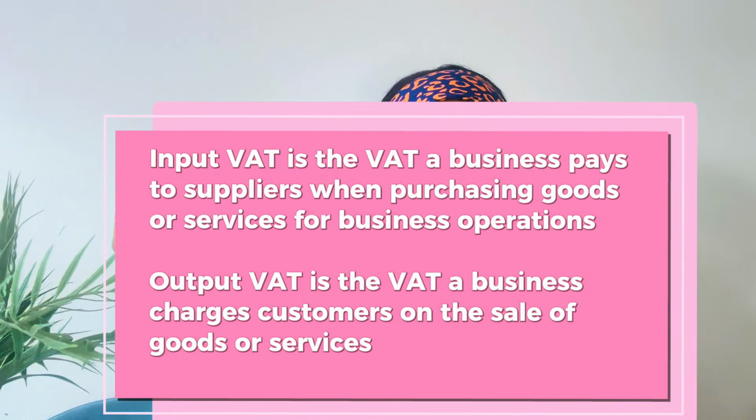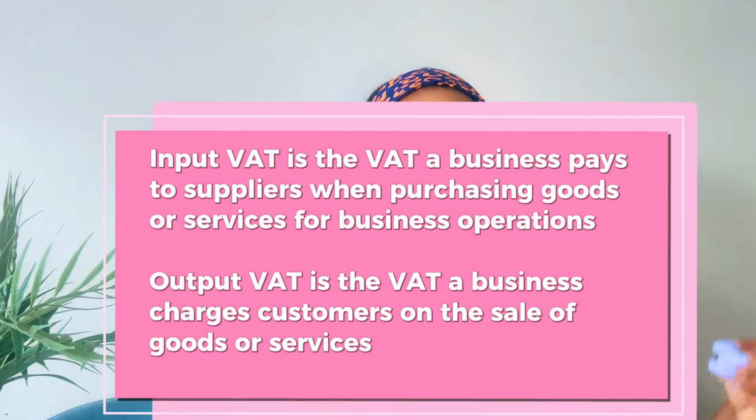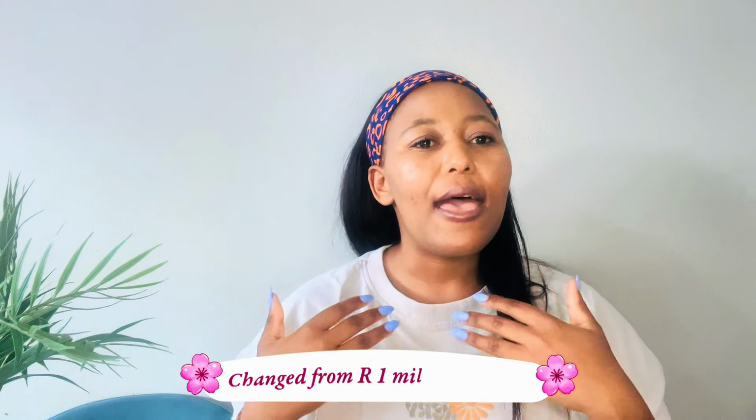What is an output VAT? It is the VAT that you charge on the things that you are selling to people. And input VAT is anything that you purchase from an entity registered for VAT, which charges you input VAT, meaning that input VAT reduces your output VAT. So this is when your small business is making more than $1 million a year, then you can register for VAT.